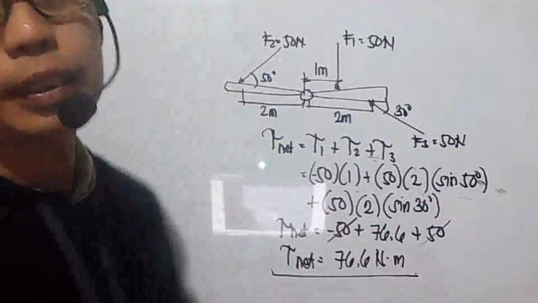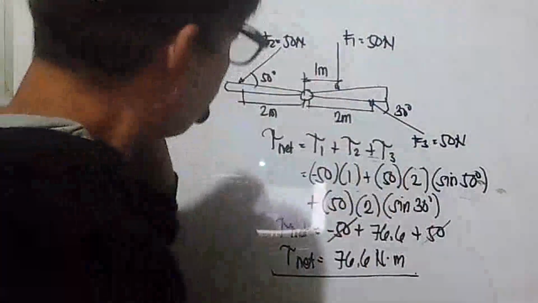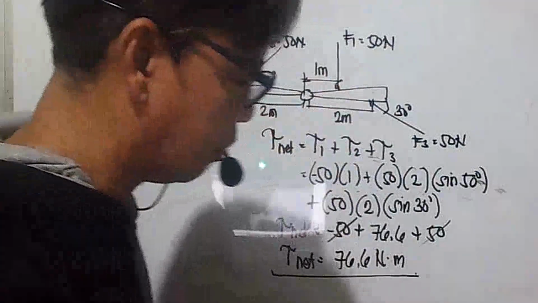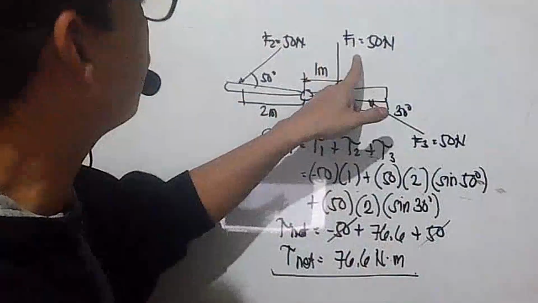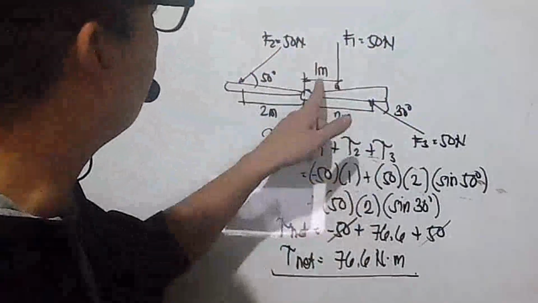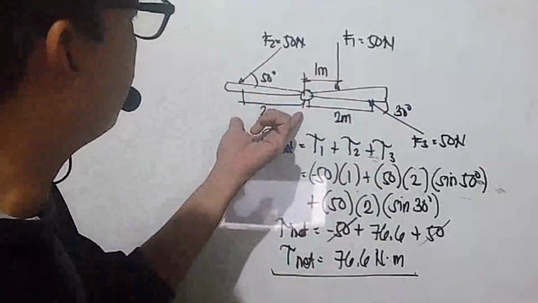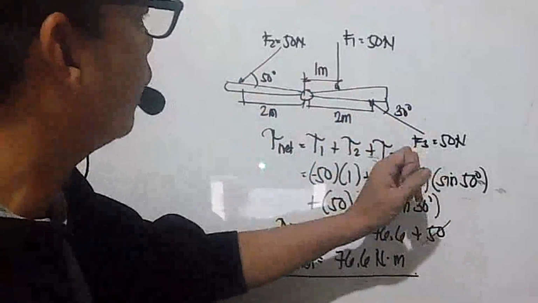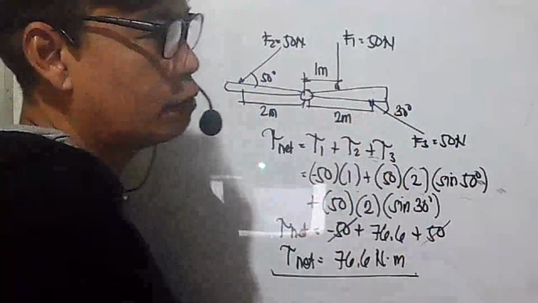So the unit for torque is newton meter. Hopefully it's clear, but a recap. You have three forces acting on a certain system, in this case, a propeller. The first force has a value of 50 newtons. It is directly perpendicular to the axis of rotation with a distance of 1 meter. The second force has an angle of 50 degrees and a distance of 2 meters from the axis. And finally, the third force has a value of 50 newtons at an angle of 30 degrees, and a distance of 2 meters.